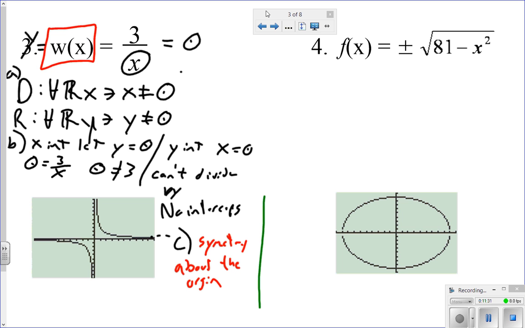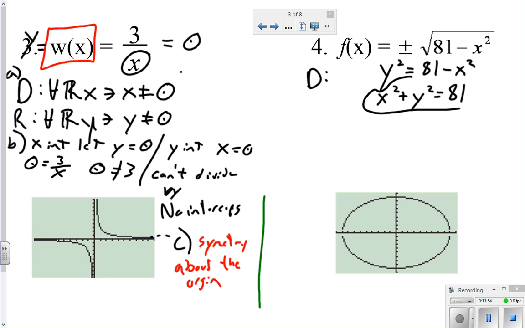We can still go through and define our domain and range. If I simplify this, let f of x equal y and square both sides, I get y squared is equal to 81 minus x squared, and I get x squared plus y squared equals 81. It's just an equation of a circle written in the form of a function so that you can plug it into your calculator there.